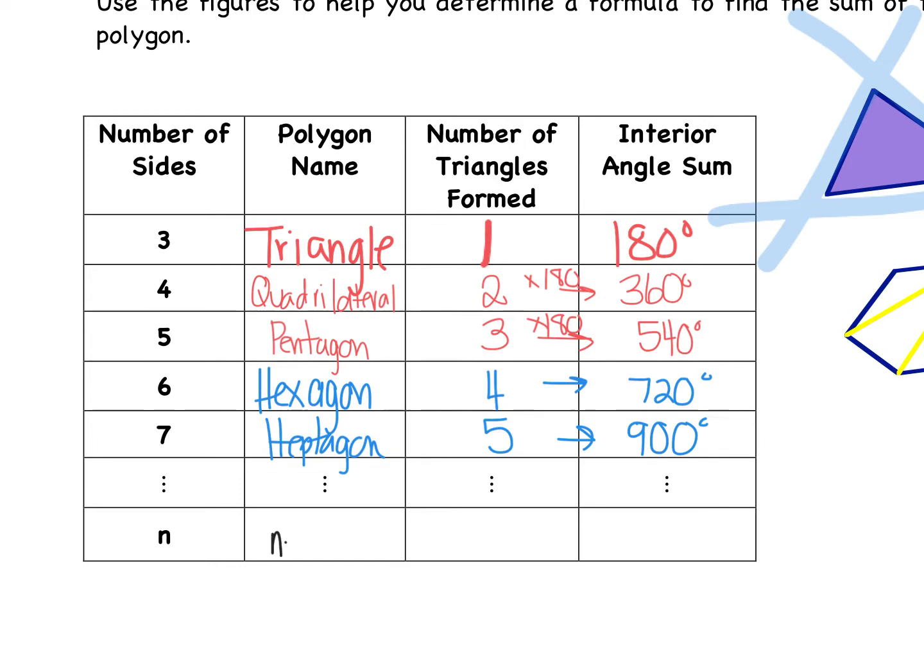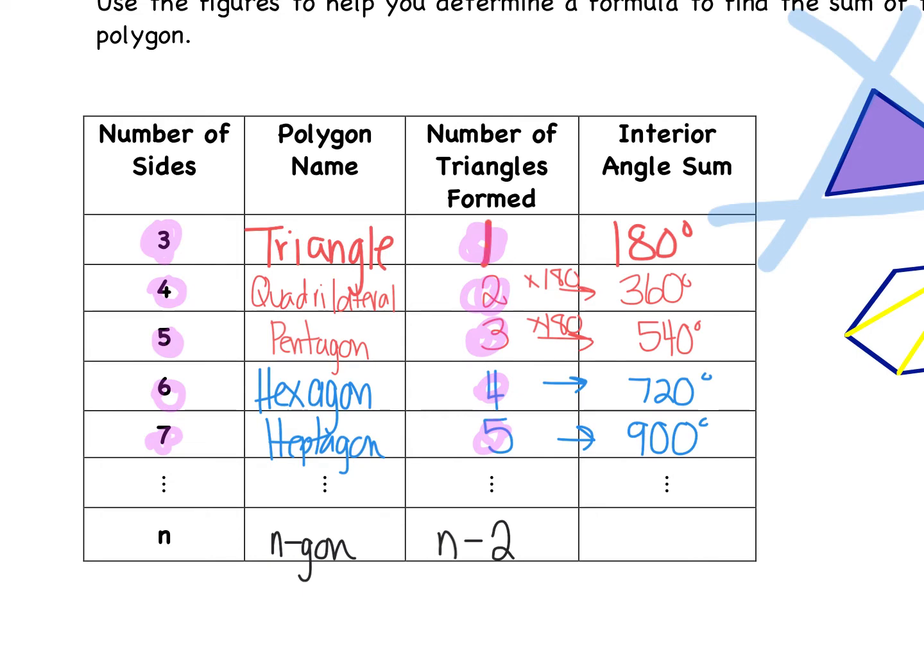This is going to be called an n-gon. Notice how, let's see the relationship between the number of sides and the triangles formed. Here we had 3 and 1, 4 and 2, 5 and 3, 6 and 4, 7 and 5. So what are we doing to get the number of triangles formed with relation to the number of sides? It's always the number of sides, n, minus 2. There's always 2 less triangles than there are sides.